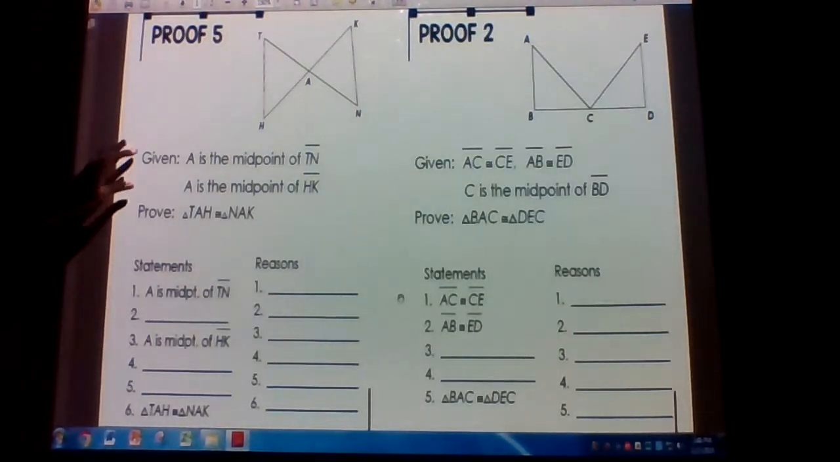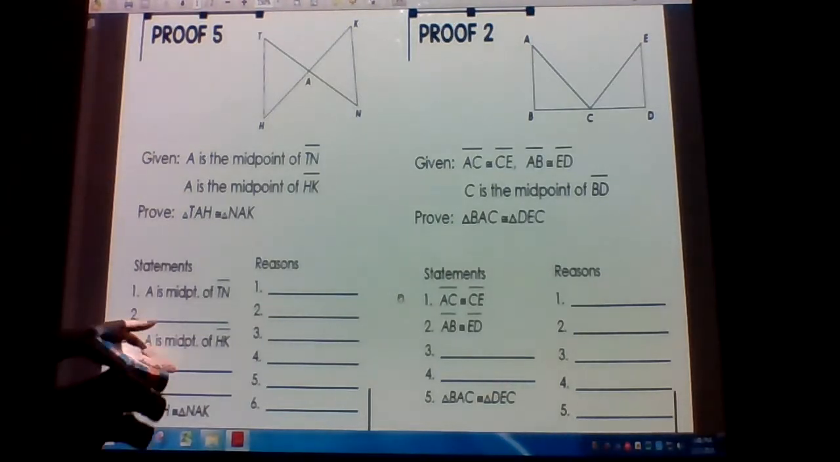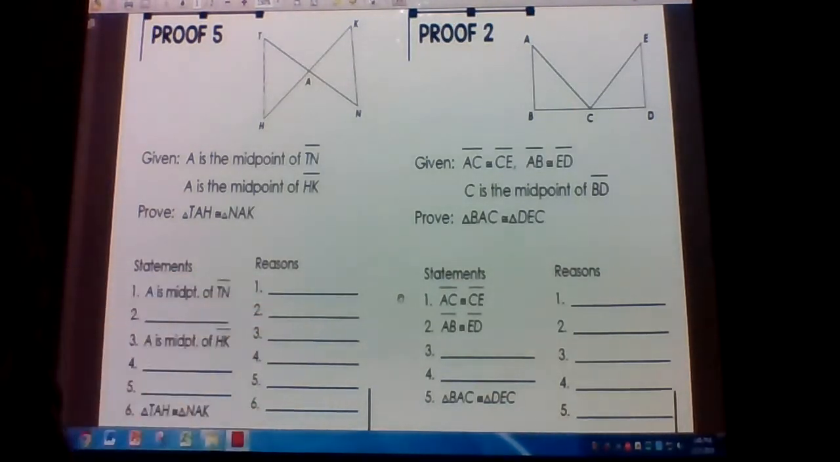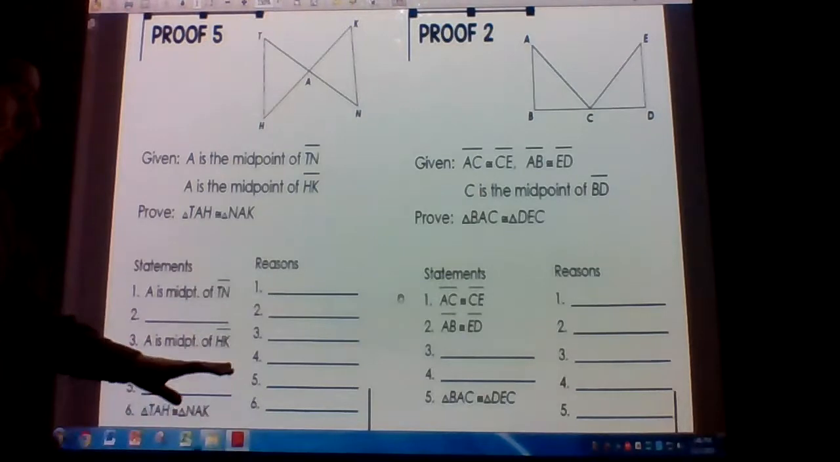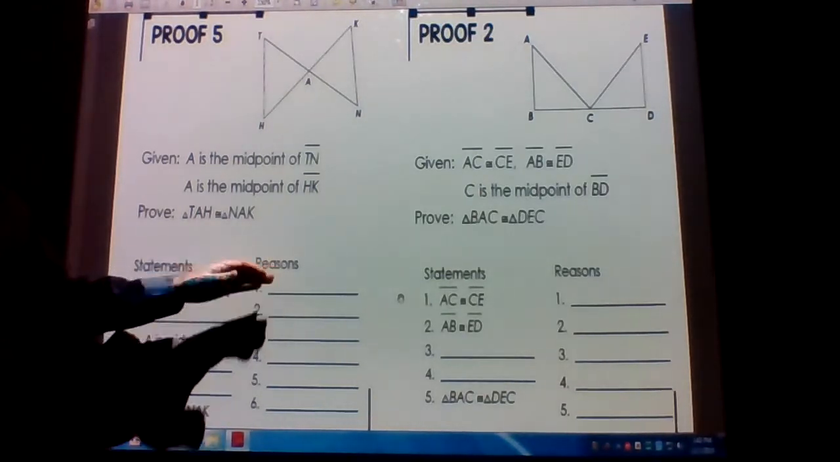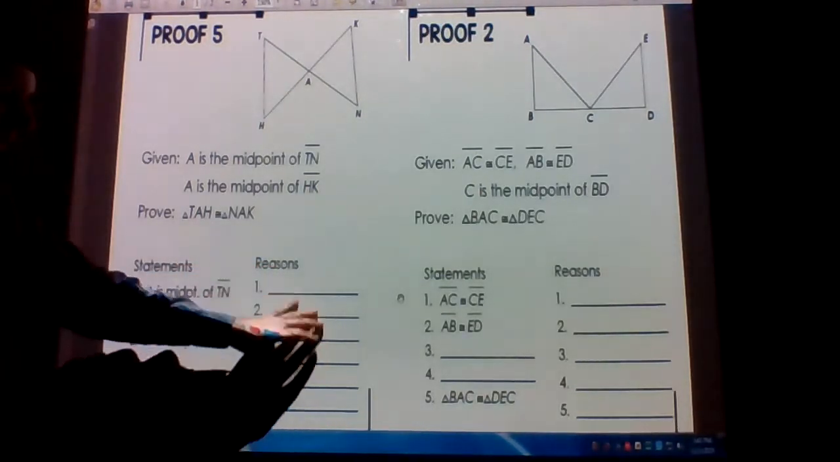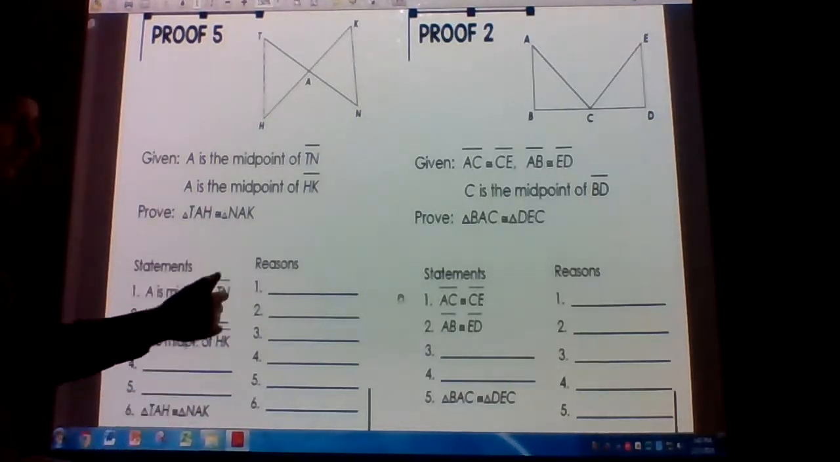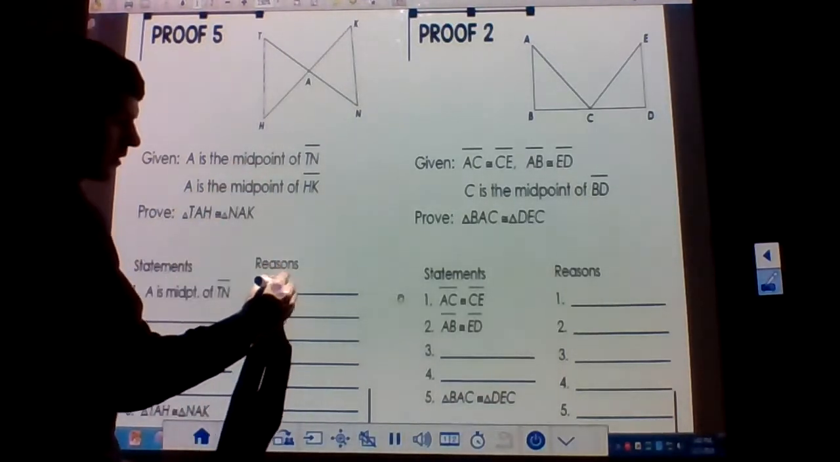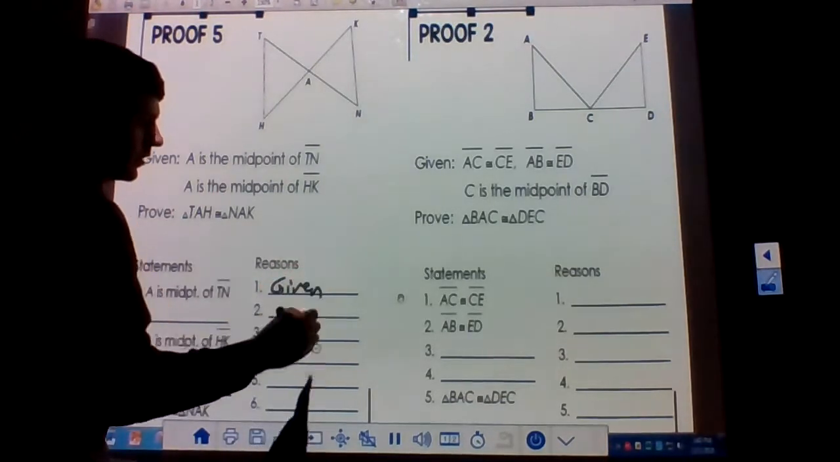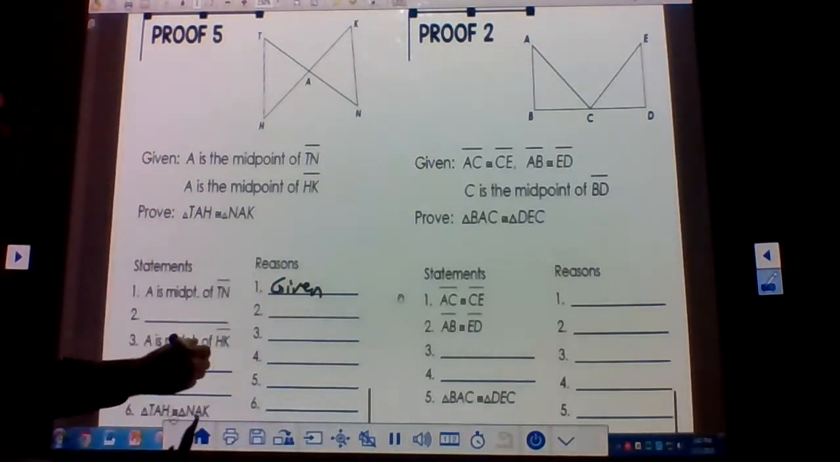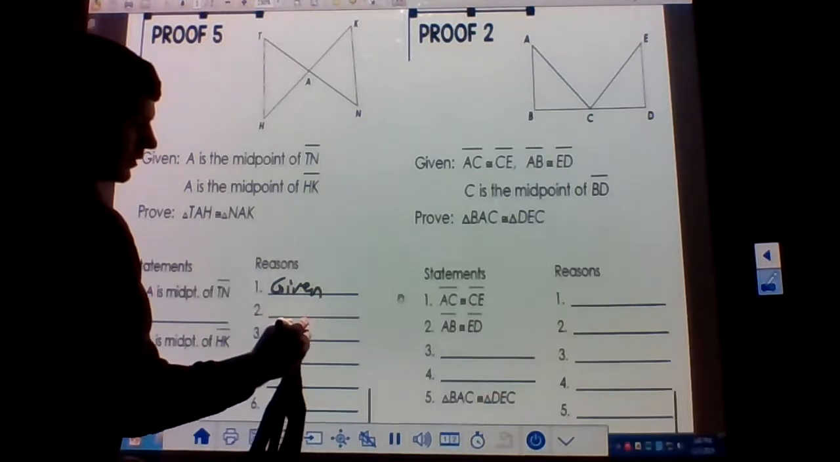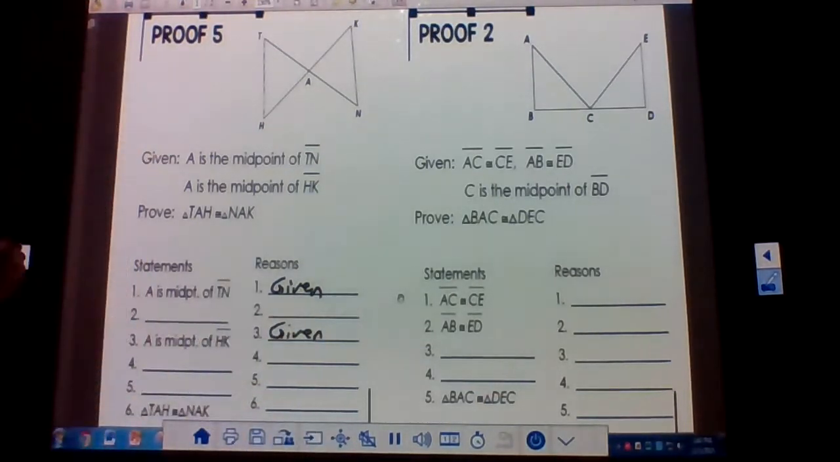So they're giving us 2 midpoints. So again, what we did in class is we listed our givens first. They're going in a little bit different order. Whenever they need to use one, that's when they put a given in there. So theirs are a little bit out of order. That's okay. So we have 2 givens here. So we know A is the midpoint of TN. So that's given. And then we know A is the midpoint of HK. That's our other given.